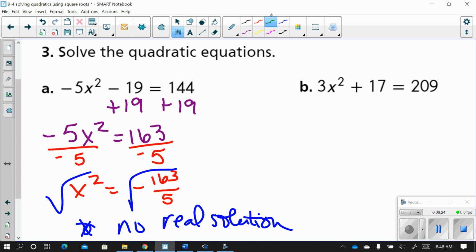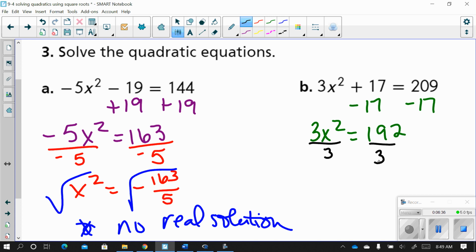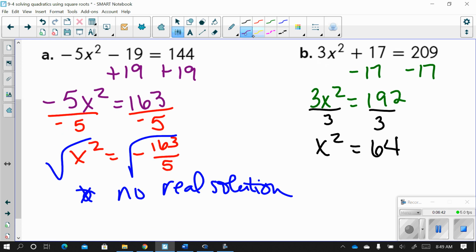Pause and try letter B. Three x squared equals 192. Divide both sides by 3. Okay, got plain old x squared, so now I just square root. X equals plus or minus 8.